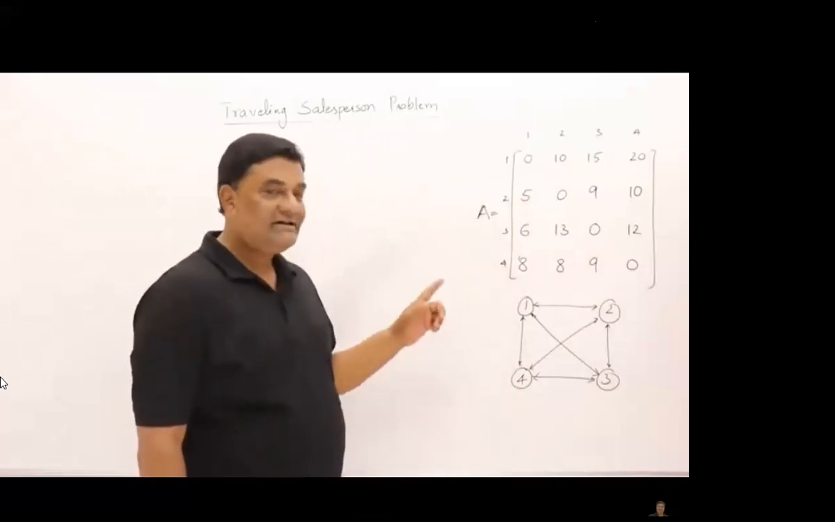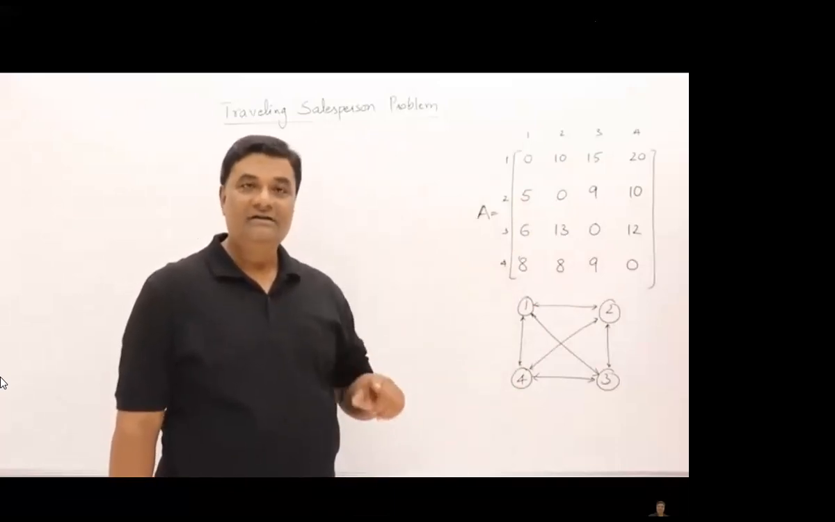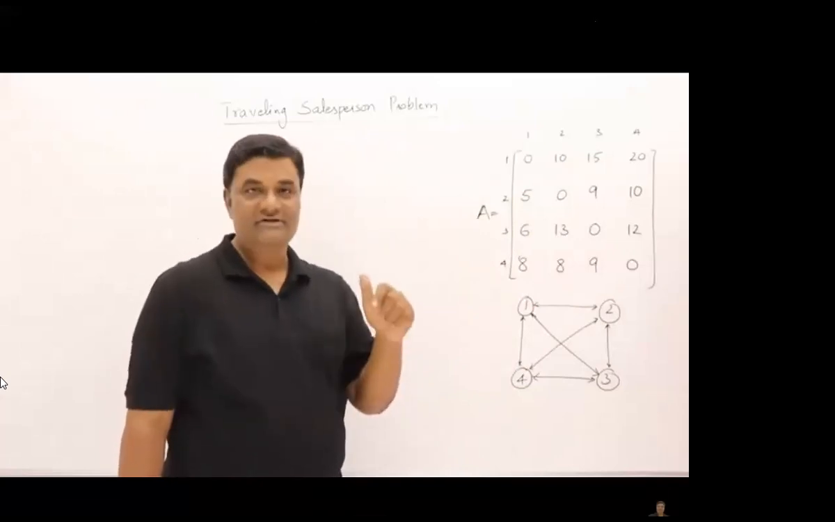Now the problem is, we have to select any one of the vertices as a starting vertex and find out a path such that it is going through all the vertices and returning back to the starting vertex.